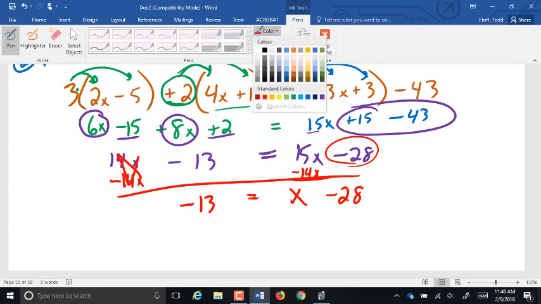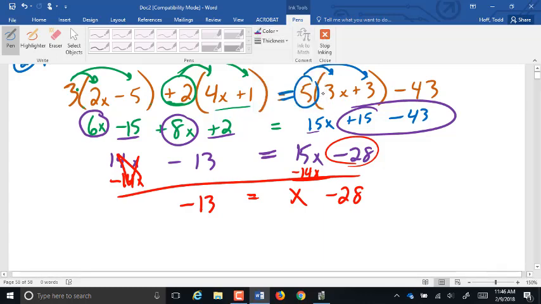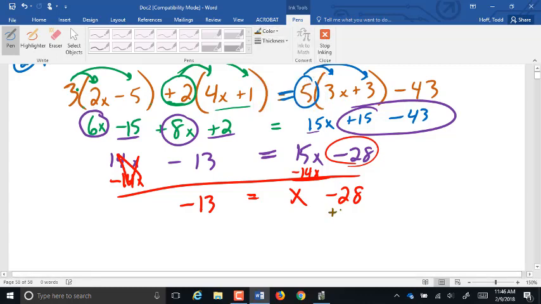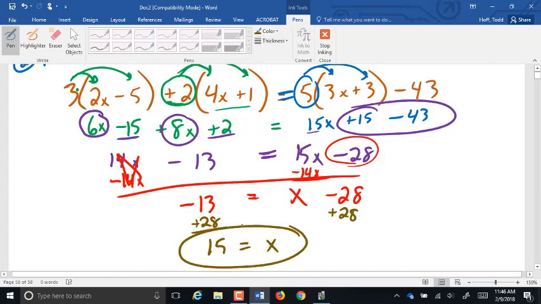So now, solving that equation, and that's it. Once we've got those first two steps done, step 3 is to just solve the equation. x has had 28 subtracted from it. So to solve it, we add 28. So negative 13 plus 28 is 15, equals x. So x is 15.